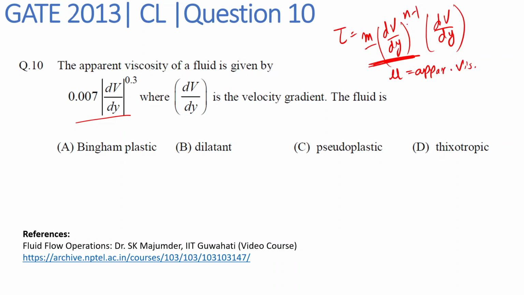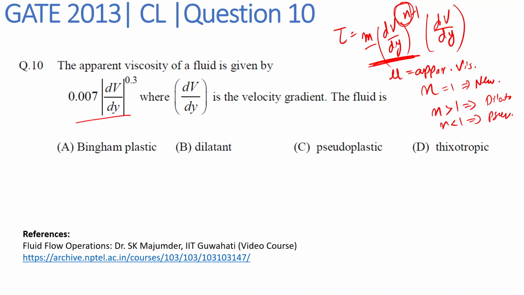This m is a constant, and based on the value of n, we can comment on the rheological behavior of the fluid, or what kind of fluid it is. If n is equal to 1, then it is a Newtonian fluid. If n is greater than 1, then it is a dilatant fluid. And if n is less than 1, then it is a pseudoplastic fluid. So we need to find the value of n, and then we can select the option.